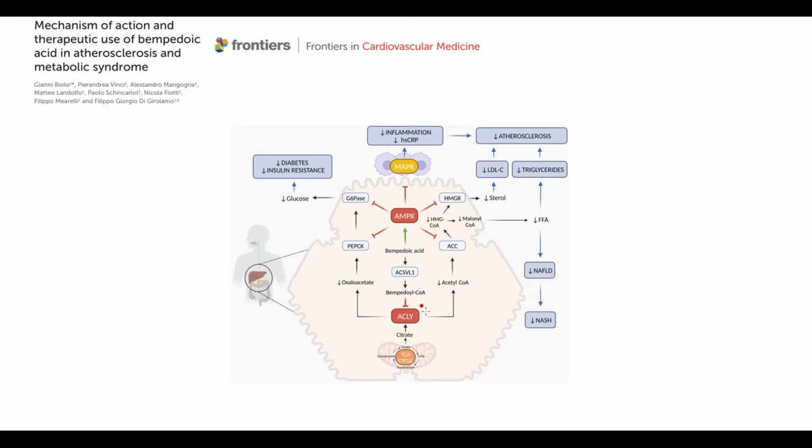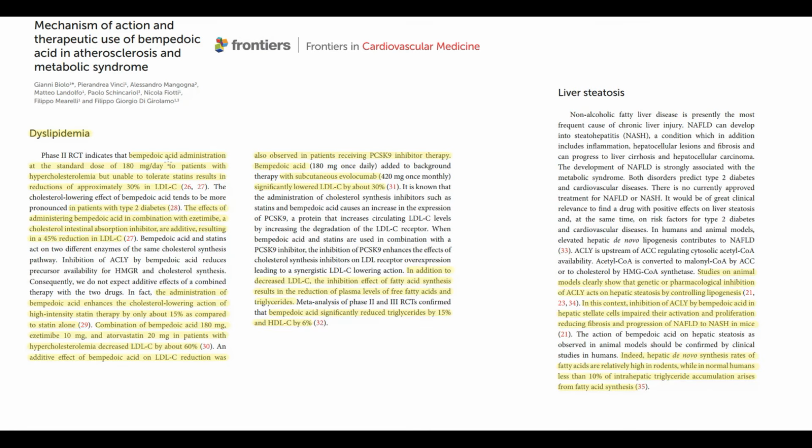But also, by stimulation of AMP-activated protein kinase, bempedoic acid provides an anti-inflammatory effect, which can decrease the progression of atherosclerosis. The standard dose of bempedoic acid is 180 mg per day, which results in a reduction of LDL cholesterol by 30%. This drug is the most effective in patients with diabetes due to the additional glucose-lowering effect.